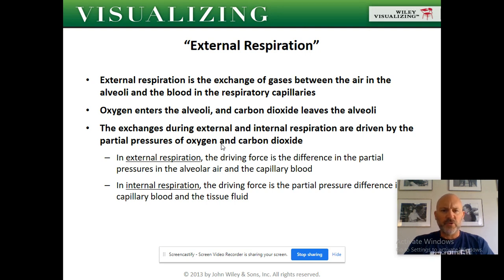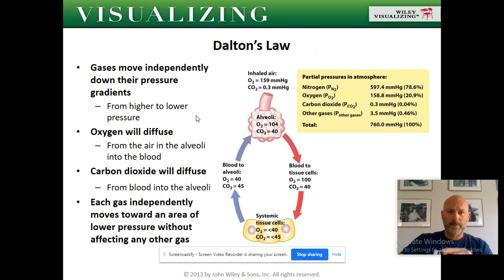So we have external respiration, and then we have internal respiration. All right, so external respiration happens between the blood and the lungs. So this is gas exchange between the lungs and the blood. Internal respiration is respiration that's happening between the blood and the tissues. You can see gases moving independently down their partial pressure gradients.